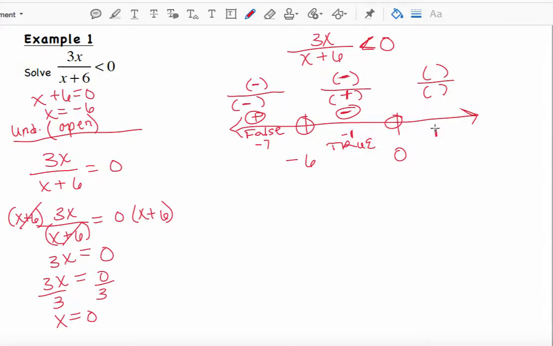And let's go ahead and try something over to the right of 0. I'm going to plug in a 1. I get +3 on top. On the bottom, I get +7. And a positive divided by a positive is positive. So the last section is false. And then we're just going to shade in the middle. And my final answer is -6 to 0, not including those endpoints or critical numbers.